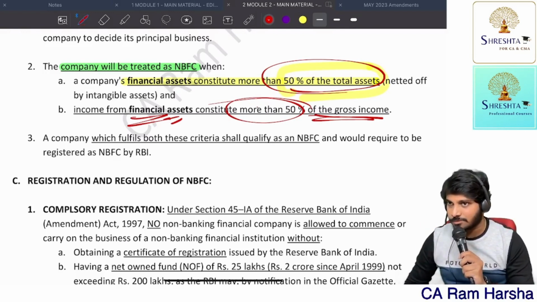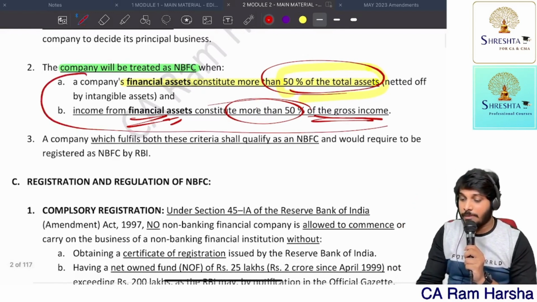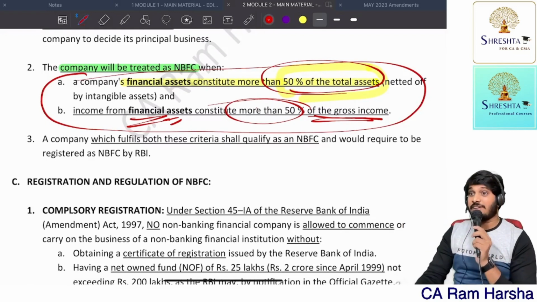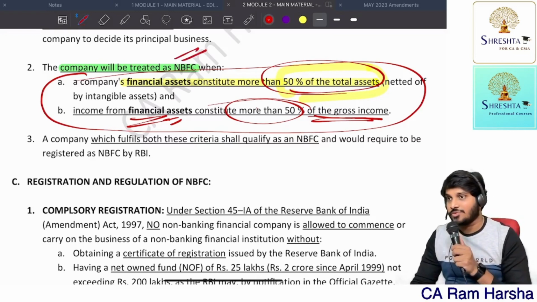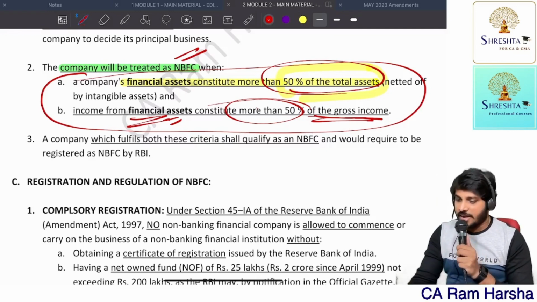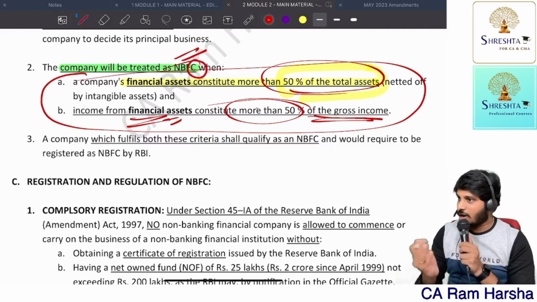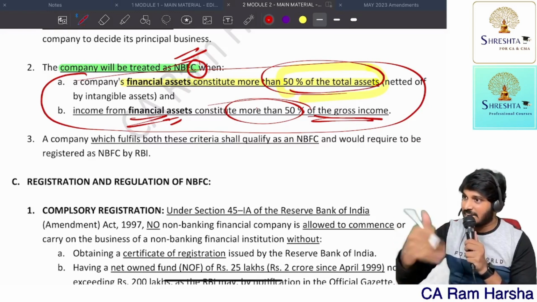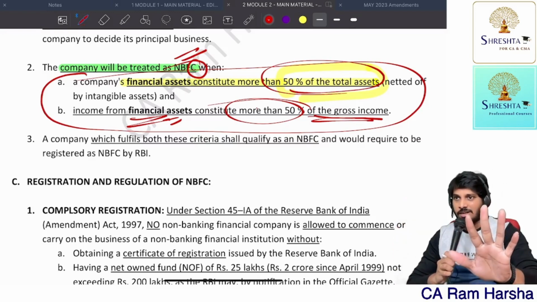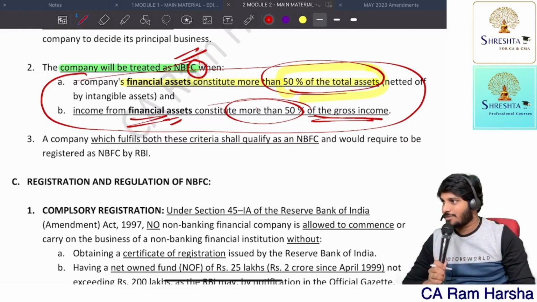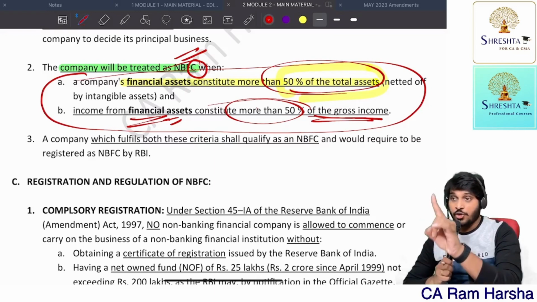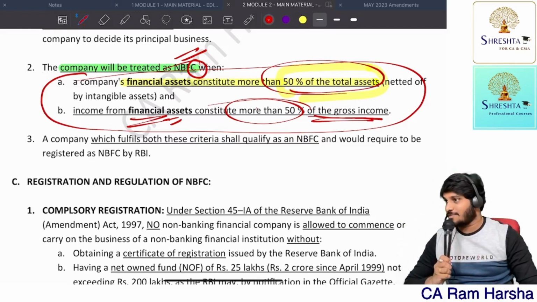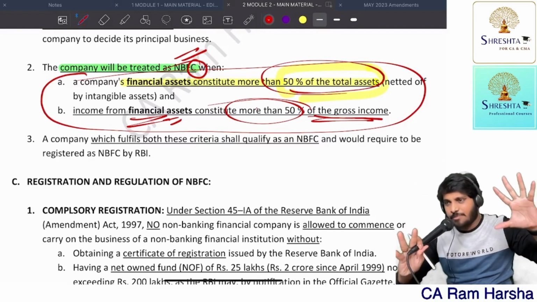Able to understand? So if you are predominantly doing business in financial assets, how can you continue as a normal entity? You are supposed to register as an NBFC with RBI. You are doing financial activity. It's a non-banking financial corporation, non-banking financial activity. You're not doing banking, that's it. You're doing all financial activities. When you're predominantly doing financial activities, you are treated as an NBFC. You must obtain NBFC registration from RBI. This is the basic point of NBFC.